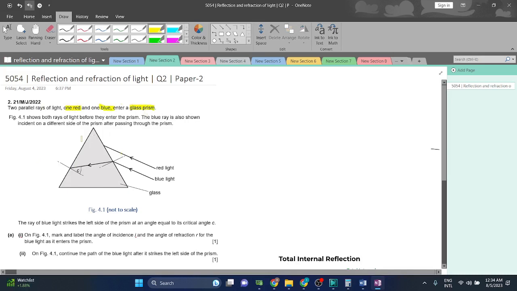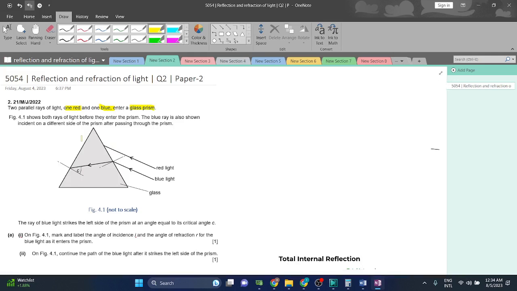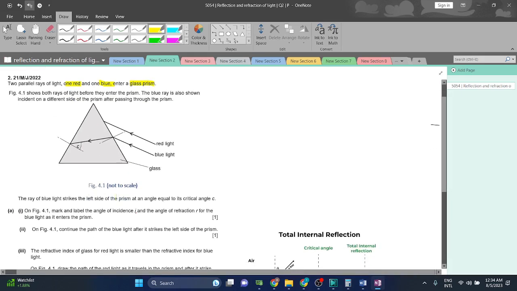So they're gonna refract. So figure 4.1 shows both rays of light before they enter the prism. The blue ray is also shown incident on a different side of the prism after passing through the prism. The blue ray strikes the left side of the prism at an angle equal to its critical angle. तो critical angle पे क्या बनता है 90 degree. हम आगे जाके देखते हैं.